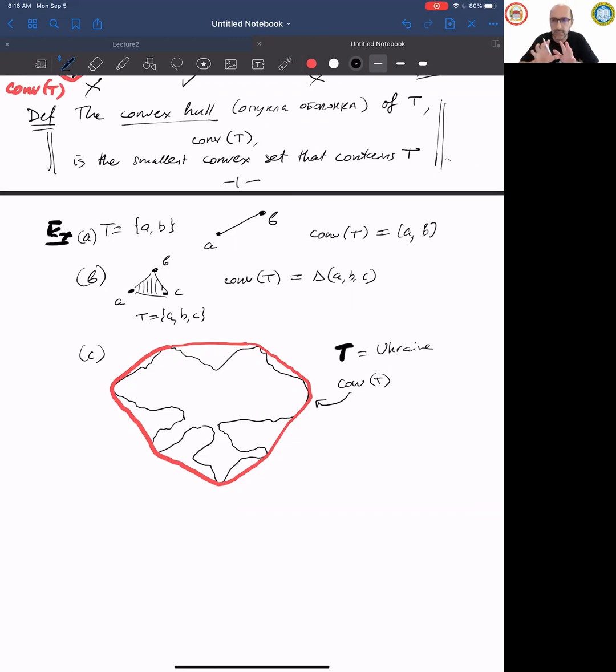Perfect. Any questions about this definition of convexity? Good. No, it's cool. Yes, for me, it's really cool. Yeah, it's really cool.